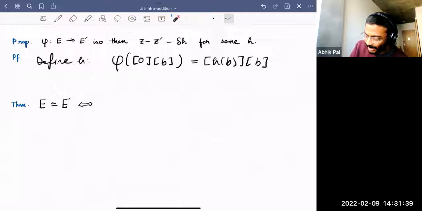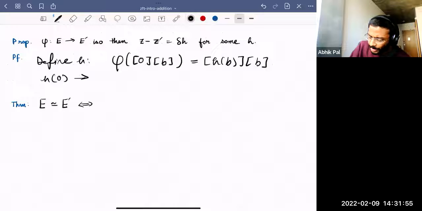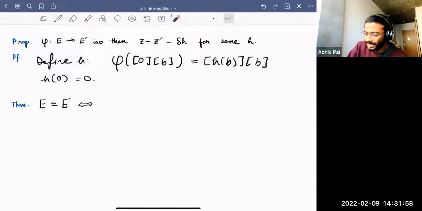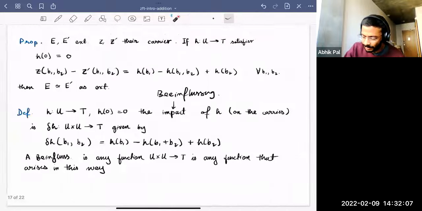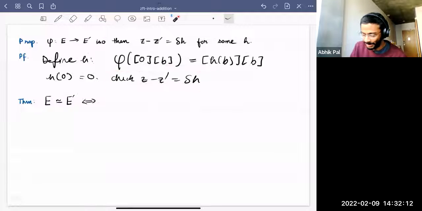And it is clear that h must take 0 to 0, because I know that this isomorphism indeed restricts to the identity on both of these digits. So h of 0, in fact, goes to 0. And now we can just check that z minus z prime is delta h, where delta h is defined in this way. This is, again, a very quick computation that you can do. Just explicitly write down, expand the definitions, and then we are happy.